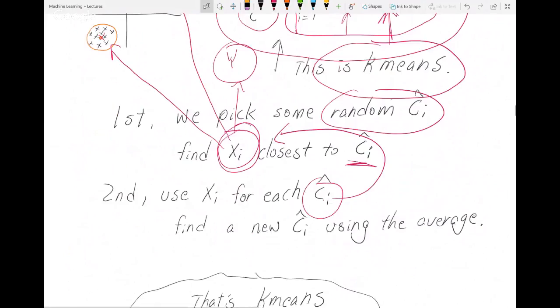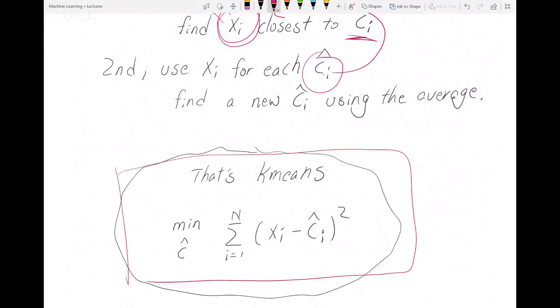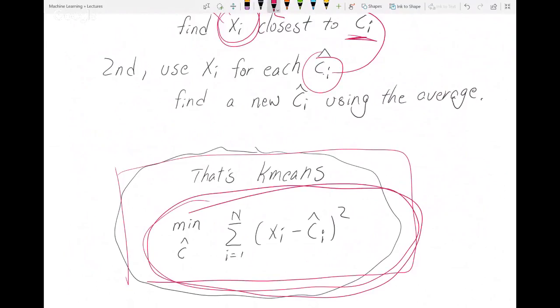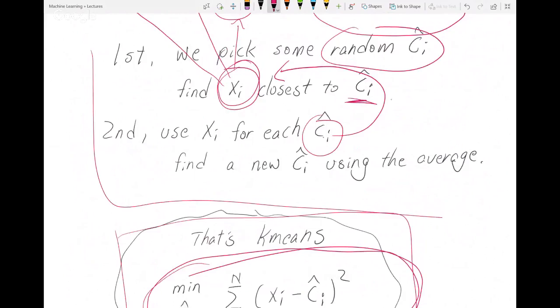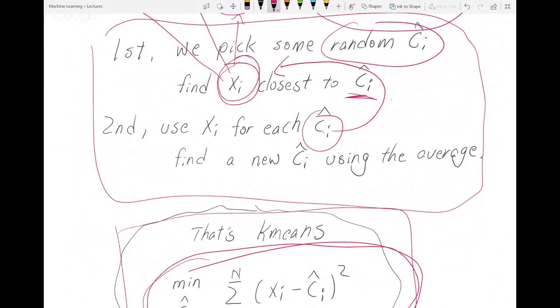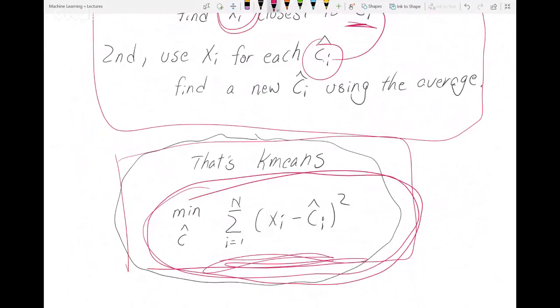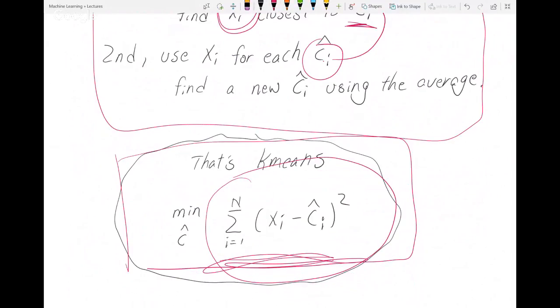Right? And that's k-means. What I want you to know from k-means is this formula here. The procedure, I think most of you have seen and heard of, but the part I really want you guys to see is this formulation, because this leads into our next idea.